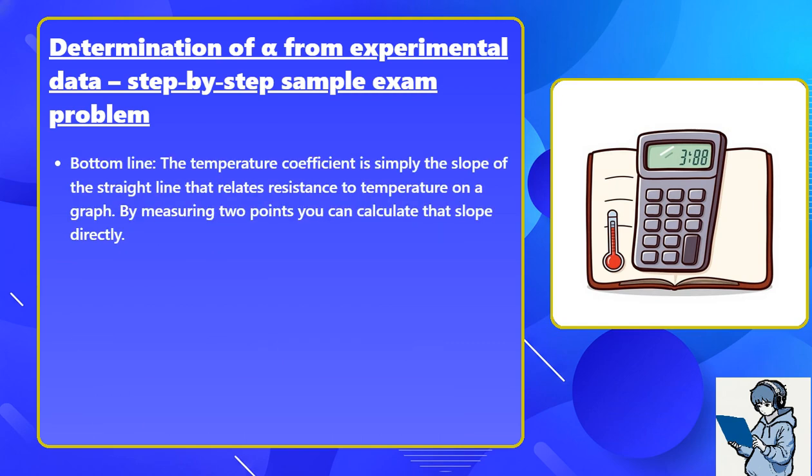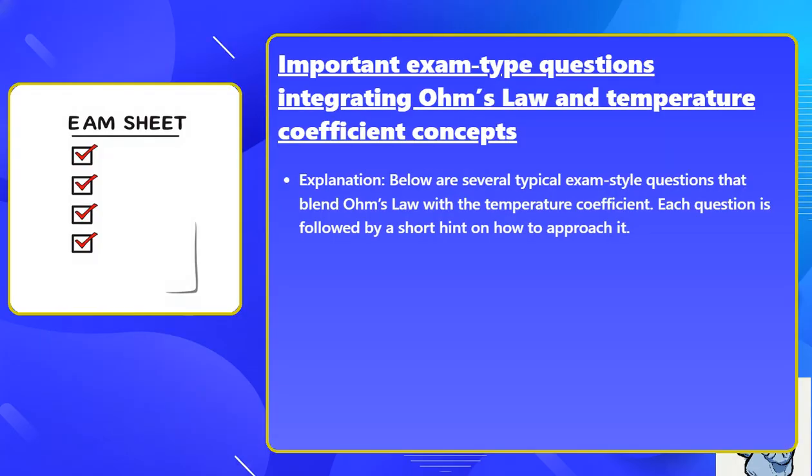Bottom line: the temperature coefficient is simply the slope of the straight line that relates resistance to temperature on a graph. By measuring 2 points, you can calculate that slope directly. Below are several typical exam-style questions that blend Ohm's law with the temperature coefficient. Each question is followed by a short hint on how to approach it.